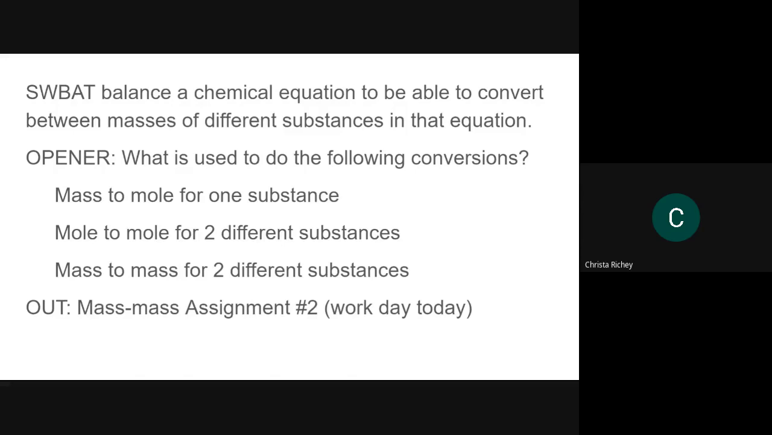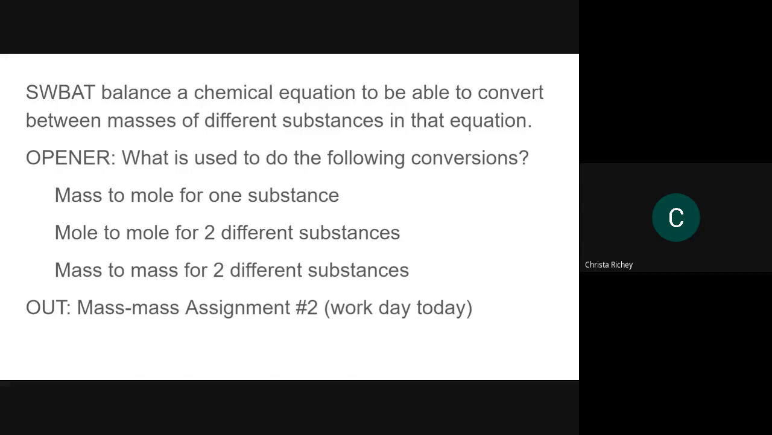Hydrogen gets its coefficient, which is a 2. Oxygen gets its coefficient, which is a 1. Can't see it, but that is a one-step mole-mole conversion. This is a one-step molar mass for oxygen. Ignore these two. This is a one-step mole-mole conversion to change into hydrogen.